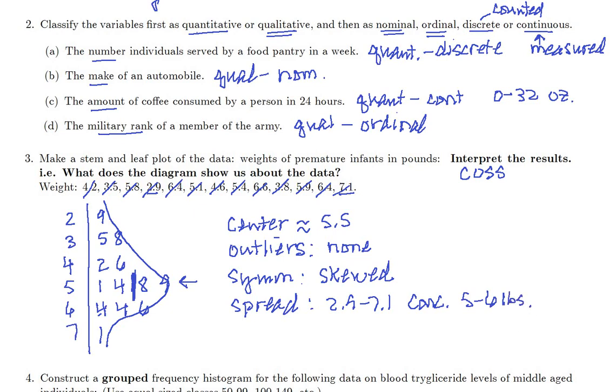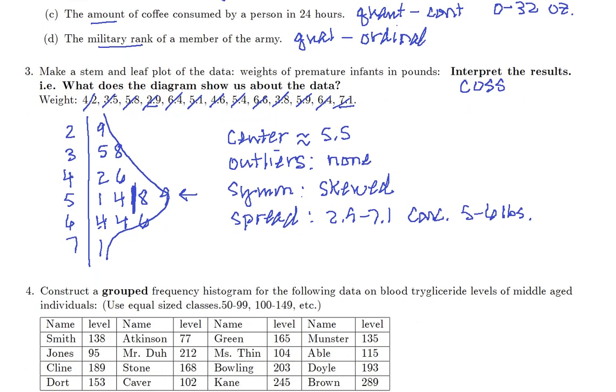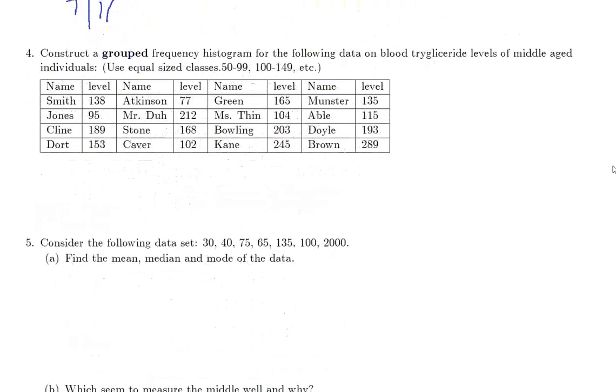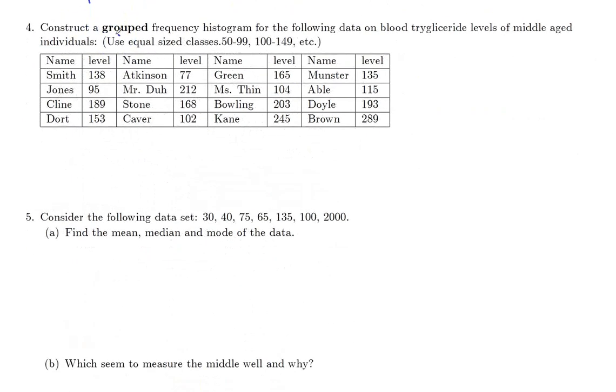So that's our assessment of the data. And then next up here, we are doing a grouped frequency histogram for the following data. And we're using equal class sizes that start with 50 to 99, 100 to 149, etc.